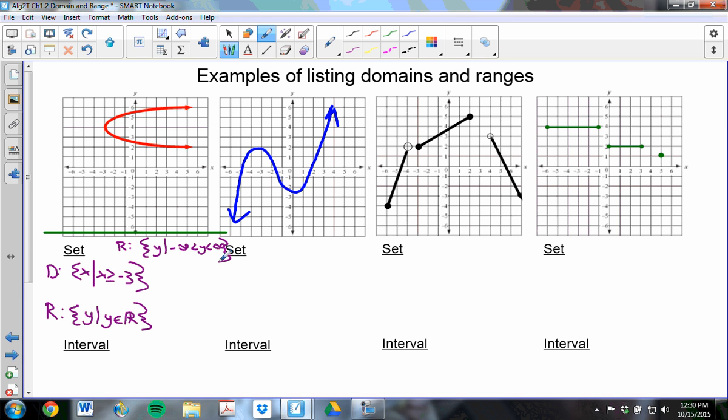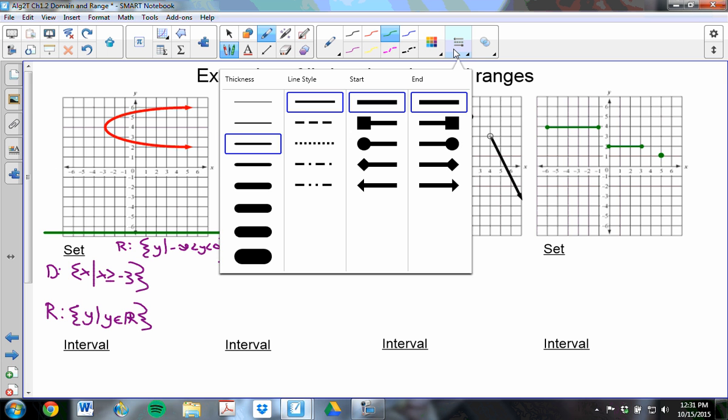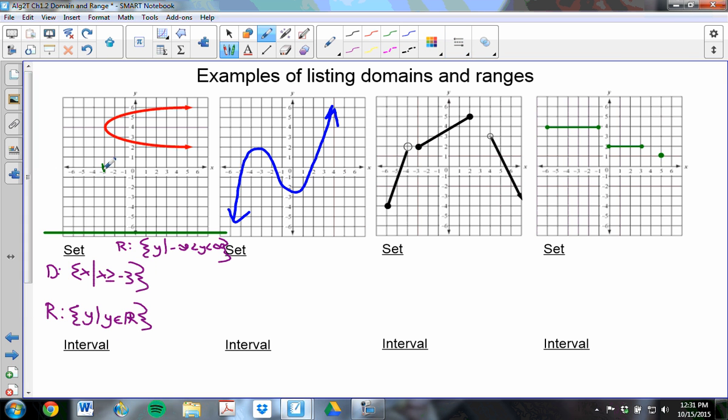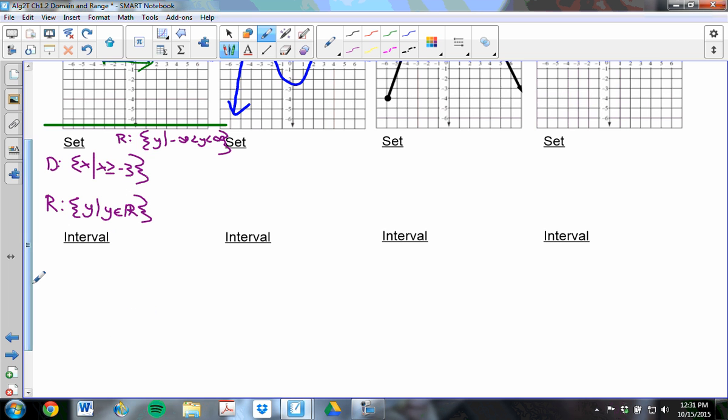For interval notation, I'm going to do basically the same thing. The x values, we're going from negative 3 on. So my interval is going to be from negative 3 to infinity for my domain. And for my range, the interval is negative infinity to infinity.